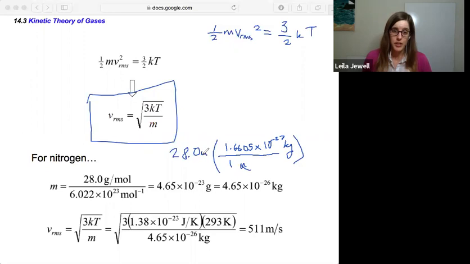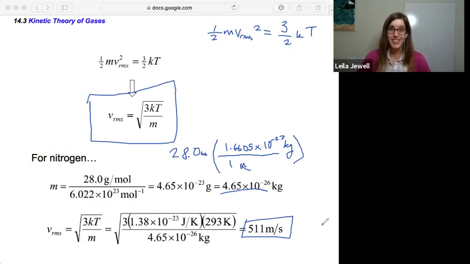And so the u's would cancel and we'd be left with kilograms as well as this number out in front, 4.65 times 10 to the negative 26. So whichever method you're more comfortable with, either one works, right? They're both entirely valid. Once you have that mass, then it's a simple plug and chug. We already rearranged the equation algebraically, so we can just plug in our 3 times our Boltzmann constant times the temperature divided by the mass, and we come out to 511 meters per second.